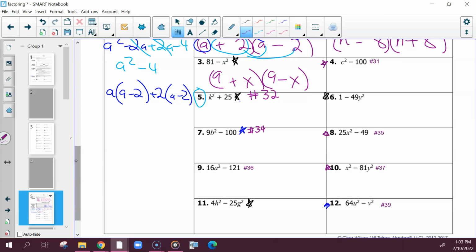Because it doesn't have the plus and the minus. We wouldn't be able to factor it because we don't have the minus to make it the plus and minus. Yes, but bottom line, it's plus and not minus. So this would be prime. It cannot be factored.